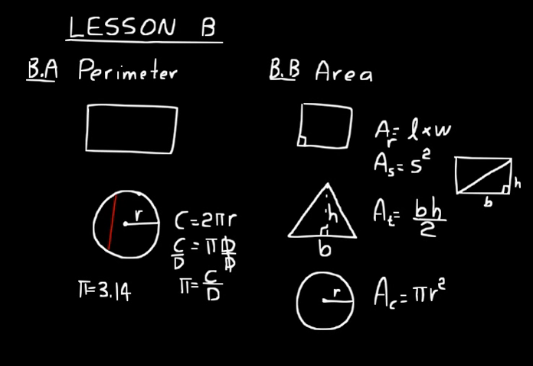So, some formulas to memorize here. Those include the circumference of a circle, which is equal to 2 times pi times the radius. Area of a rectangle equals length times width. Area of a square is side squared. Area of a triangle is base times height divided by 2. And then area of a circle is pi times the radius squared.